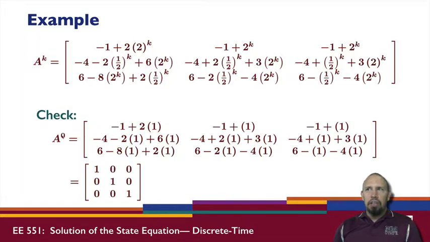So if we stick in 0 for our exponent, we should get the identity matrix. And so that's one way to check to see whether you've done the calculation correctly. If you don't end up with the identity matrix, that means you've done something wrong. Maybe you've dropped a sign, or done something incorrect. So that is a nice check for this.